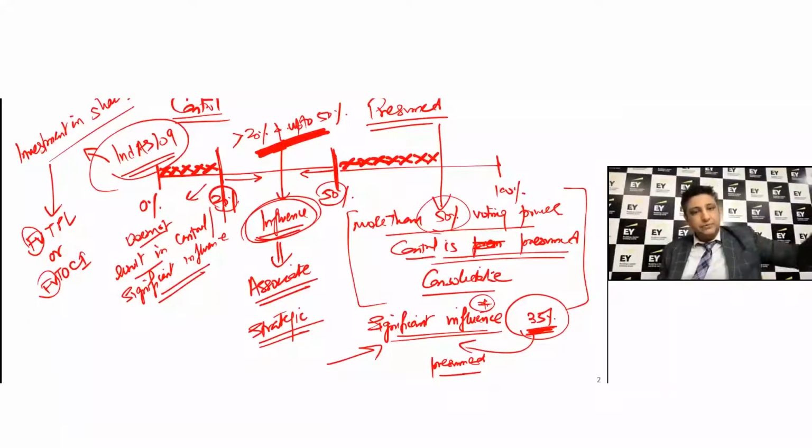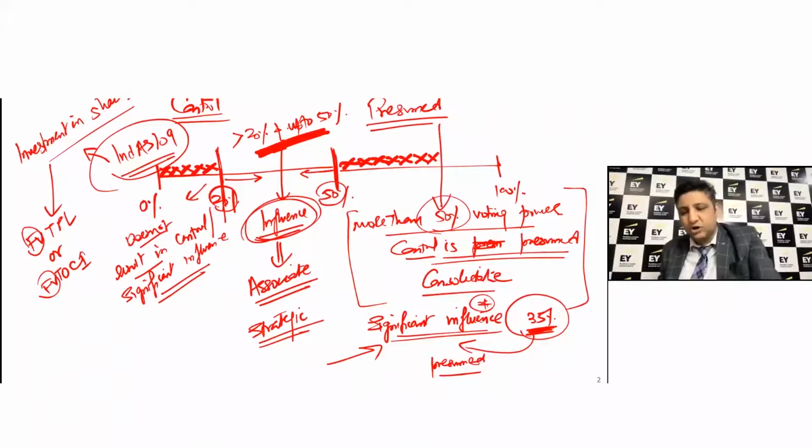Up to 20%, don't worry, financial instruments are at risk. More than 50%, consolidation is attracted. Between 20% and 50%, significant influence comes into the picture. That's something that you want to remember at this point in time.